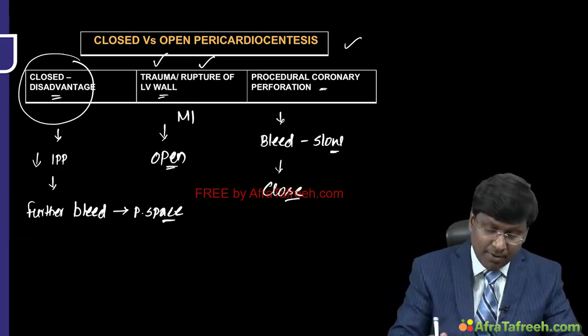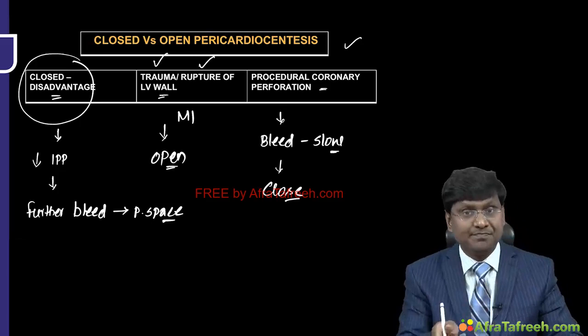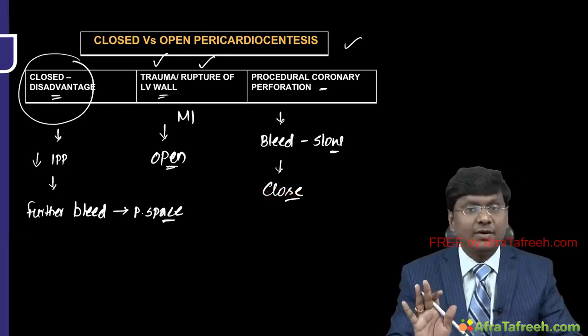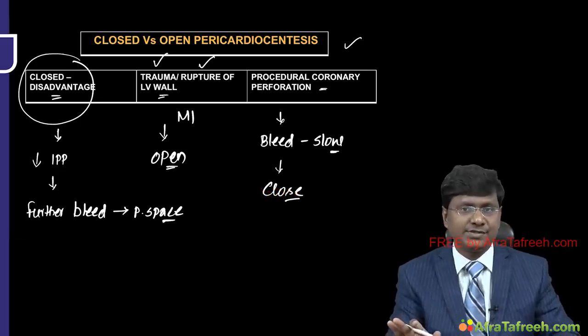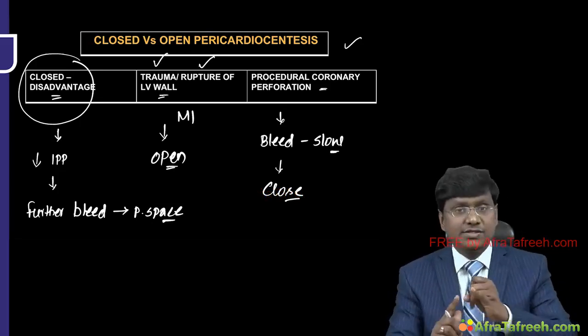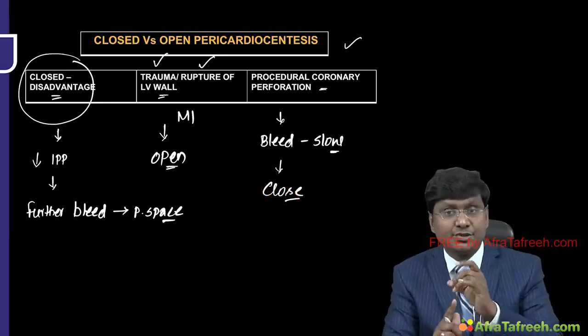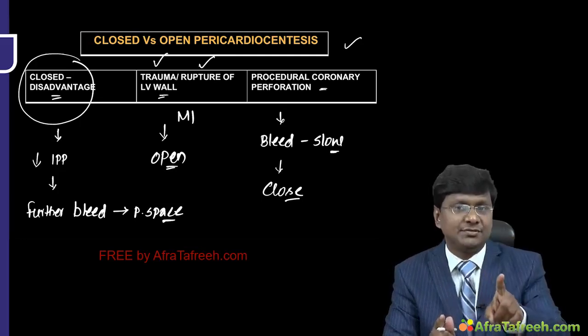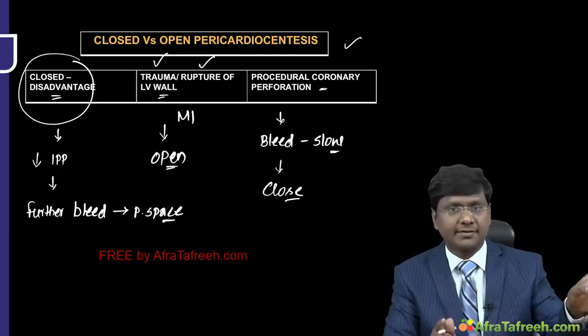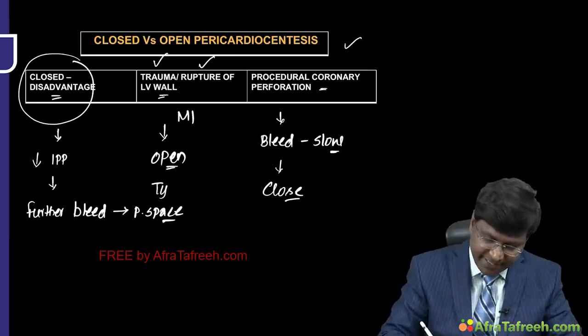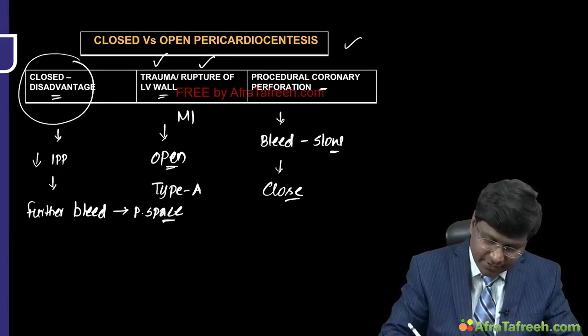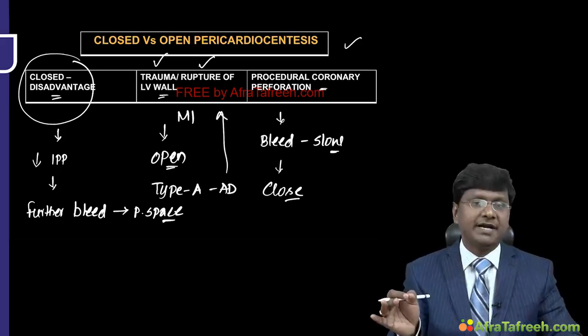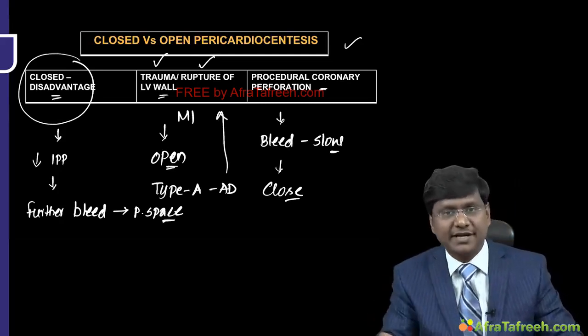But when there is trauma or rupture of the LV wall causing rapid accumulation, then go ahead with the open pericardiocentesis. Closed pericardiocentesis in patients with bleeding into the pericardial space because of type A dissection is contraindicated. So if it is type A aortic dissection, it is better to go ahead with the open pericardiocentesis rather than the closed pericardiocentesis.